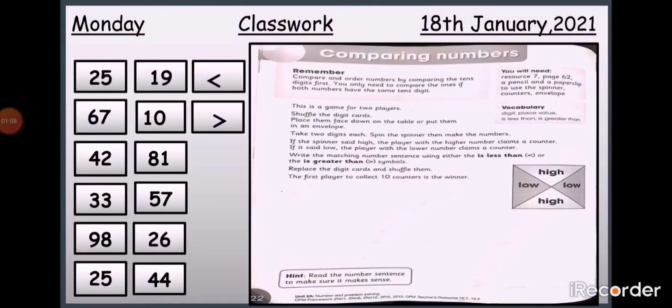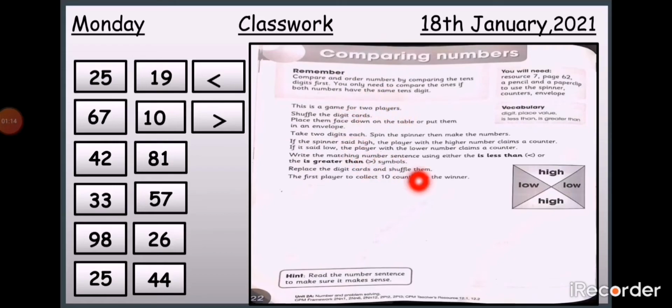Now we are moving towards our day and date slide. Please write your day and date in this way. On the extreme left top, write Monday. In the center, classwork. On the right side top, you will write 18th January, 2021. And write your day and date on challenge book page number 22.